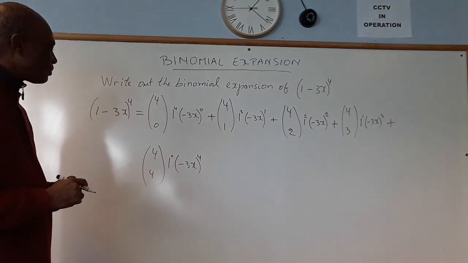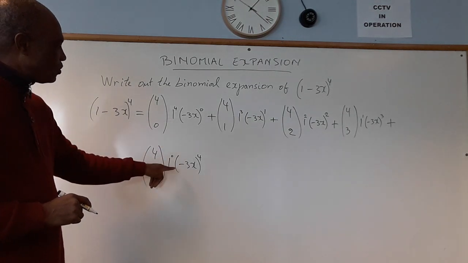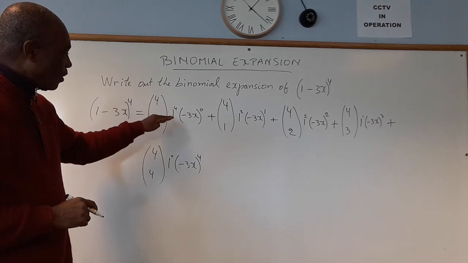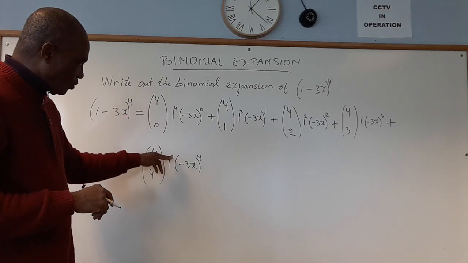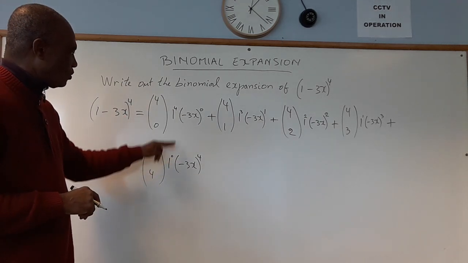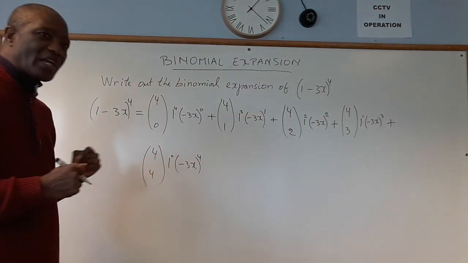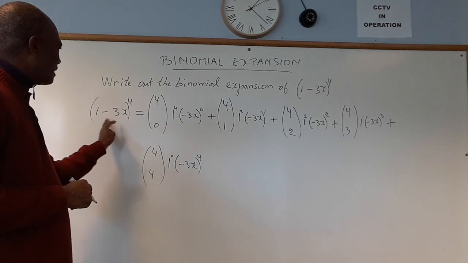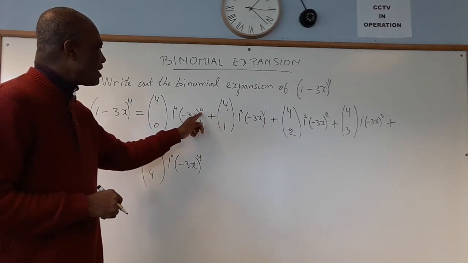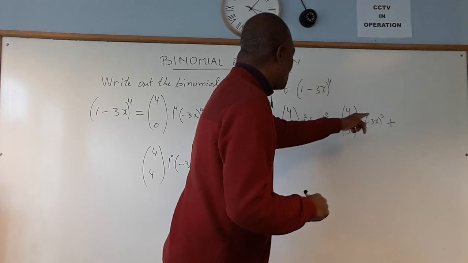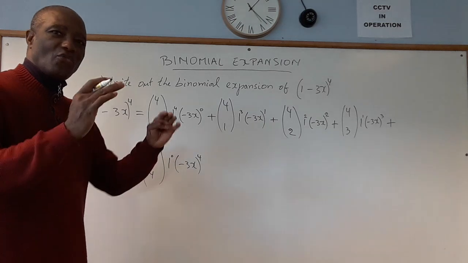As you see, when you go from the beginning to the end, the power of 1 will decrease from 4 to 0. From 4 to 0, so 4, 3, 2, 1, and 0. In the meantime, the power of the second term, -3x, will increase, going from 0, 1, 2, 3, and 4. And in total, we have 5 terms.